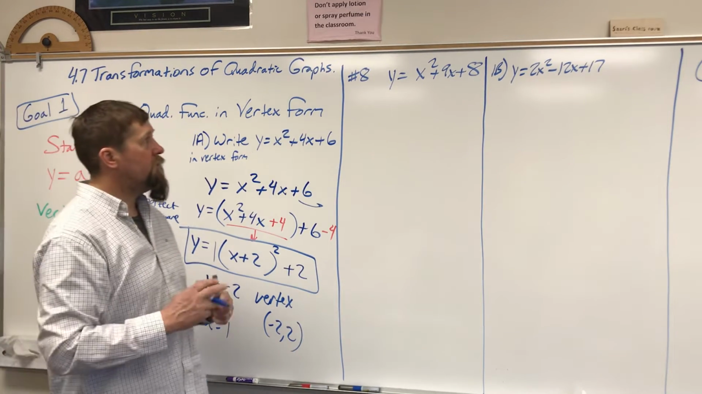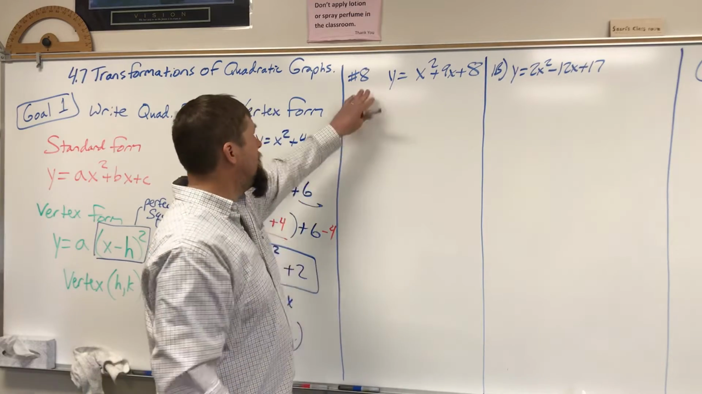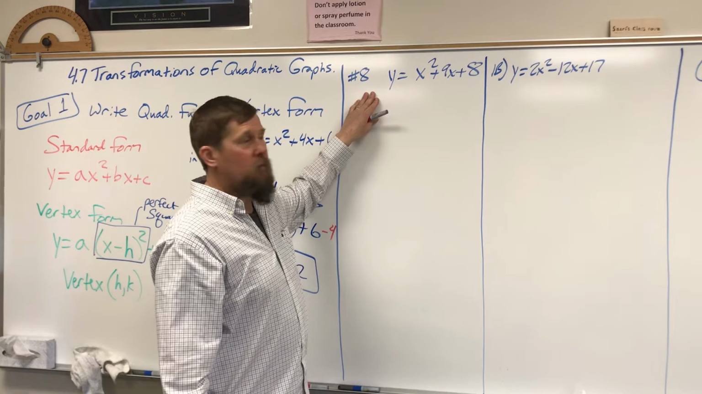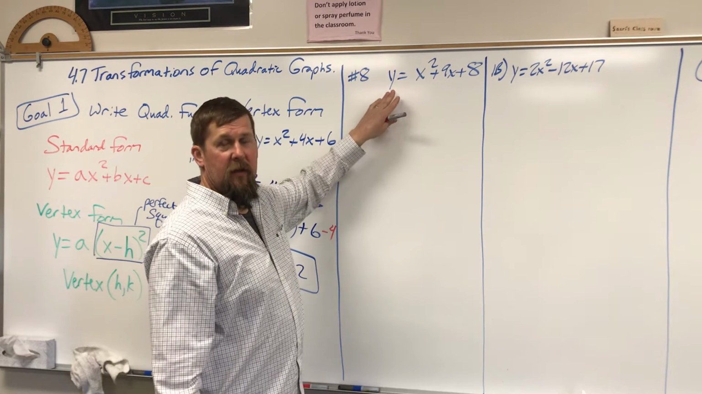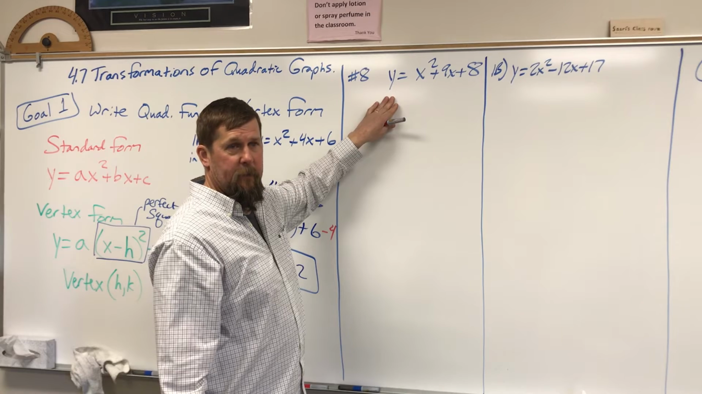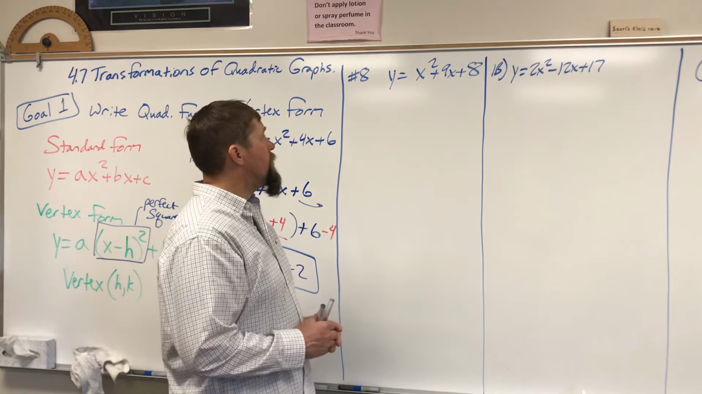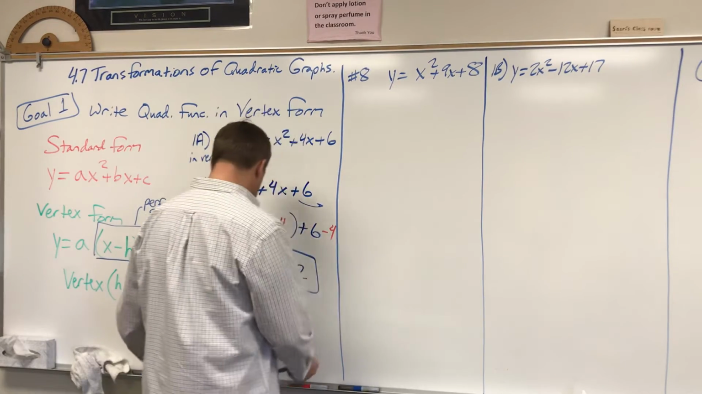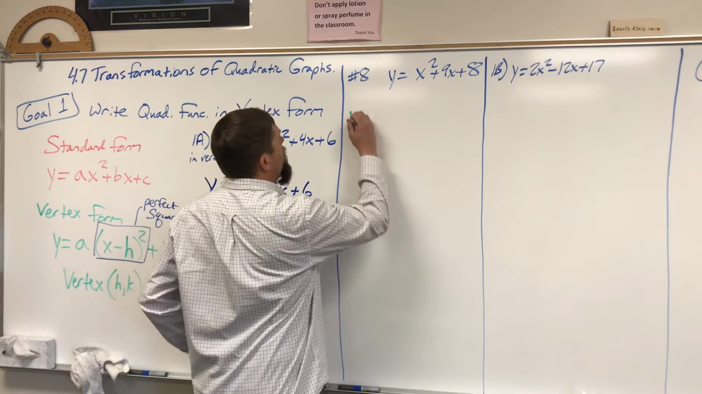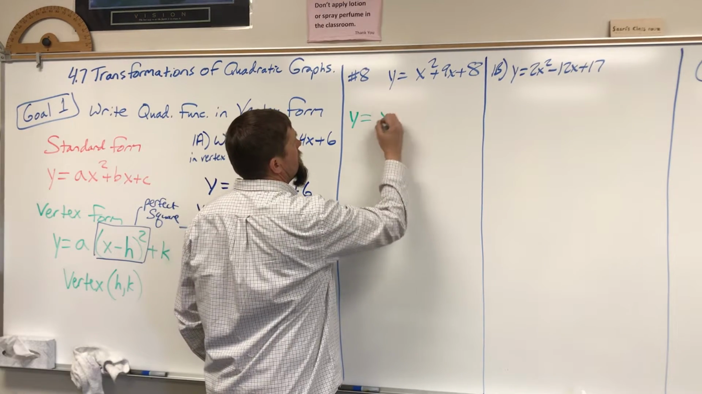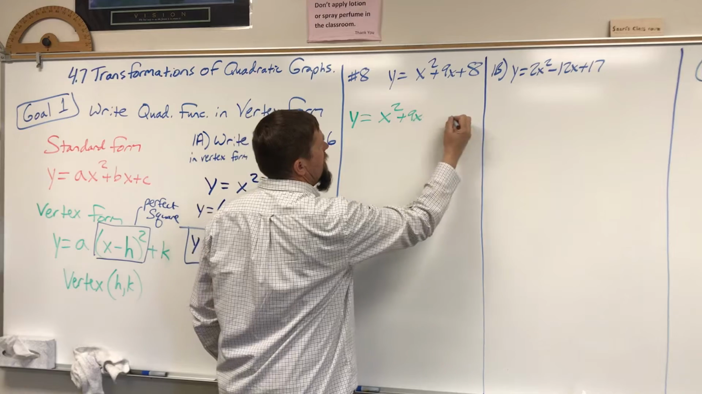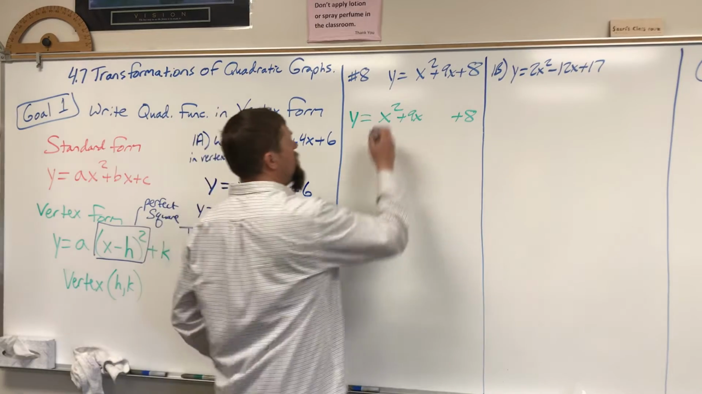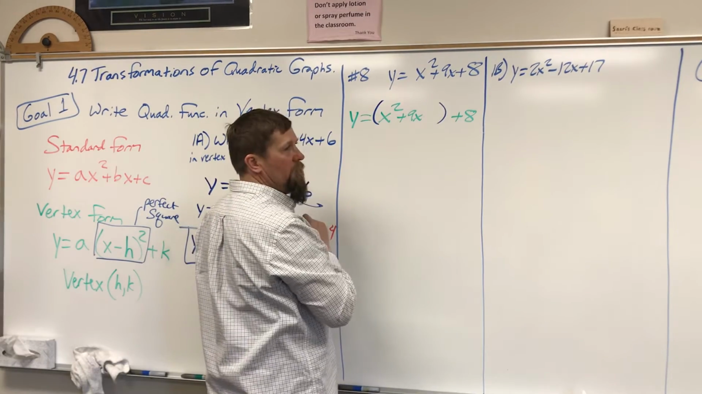What I would like you to do is try number 8 in the homework. Go ahead and pause the video, try to do number 8, and then I will go over it in a second. Okay, welcome back. Here is how you should have done number 8. Y equals x squared plus 9x, and then I'm going to bump the 8 out. That enables me to make this part into a perfect square.